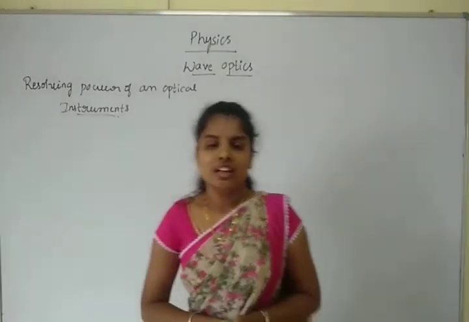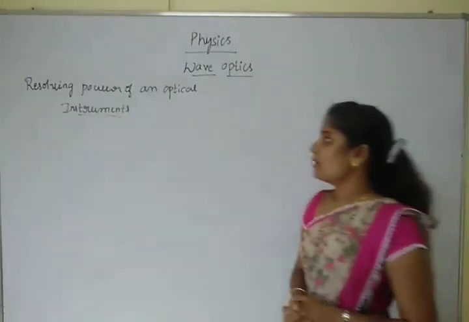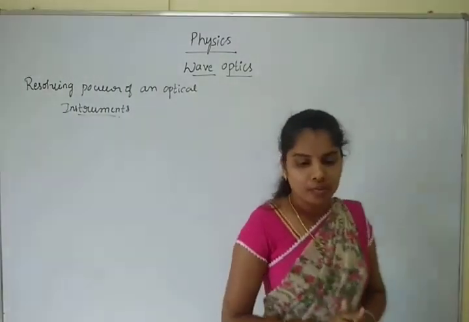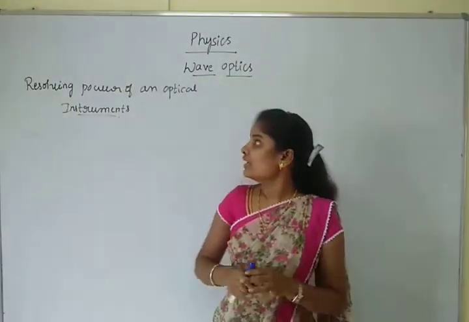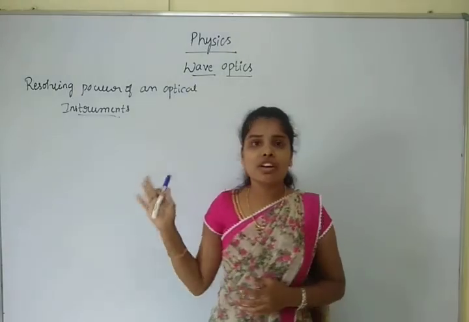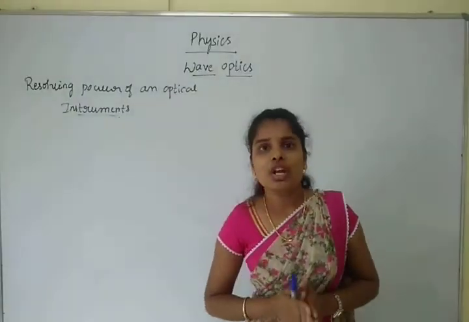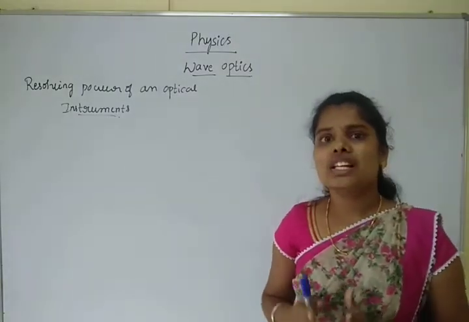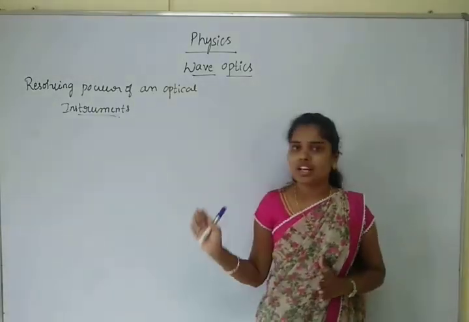Good morning to all. Let's start with the new topic, wave optics: resolving power of an optical instrument. What do you mean by optical instrument? Then, what do you mean by resolving power of an optical instrument? It is the ability of the optical instrument to resolve two closely lying point objects. That is called the resolving power of an optical instrument.